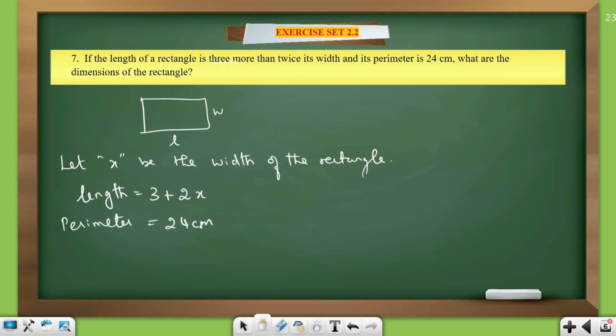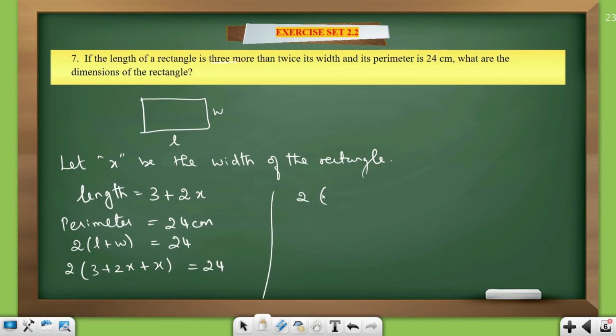Perimeter is equal to 24 centimeters. We know the formula of perimeter, that is nothing but 2 times length plus width, which equals 24, and you know the length value and width value. So 2 times the length value is 3 plus 2x, and the width value is taken here as x, which equals 24. So 2 times 3 plus, here it is 2x plus x, again it is 3x, which equals 24.